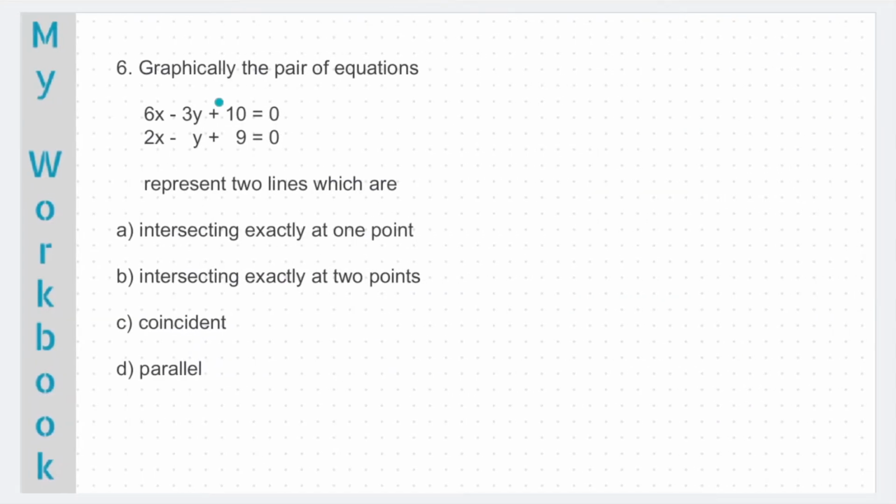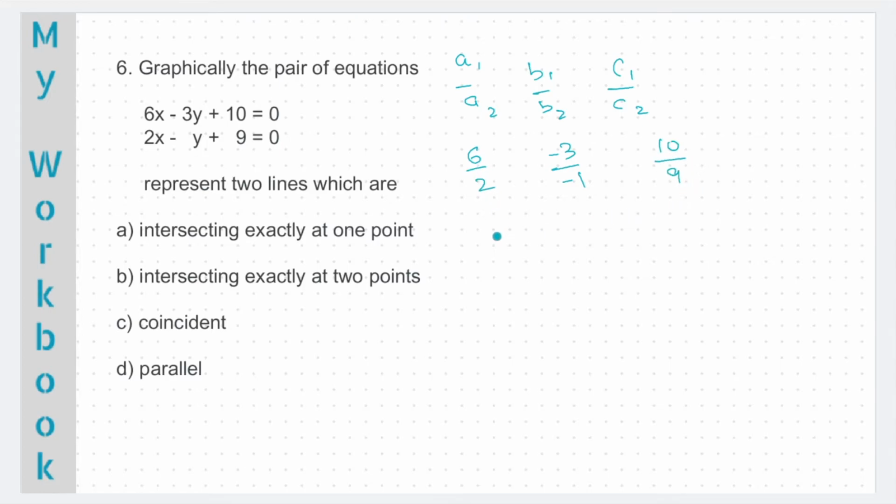Next question. Graphically, the pair of equations 6x minus 3y plus 10 is equal to 0 and 2x minus y plus 9 is equal to 0 represents two lines which are intersecting exactly at one point, intersecting exactly at 2 points, coincident, or parallel. In a similar manner, you have to check the ratios a1 by a2, b1 by b2, c1 by c2. Now here a1 by a2 is 6 by 2, b1 by b2 is minus 3 by minus 1, c1 by c2 is 10 by 9.